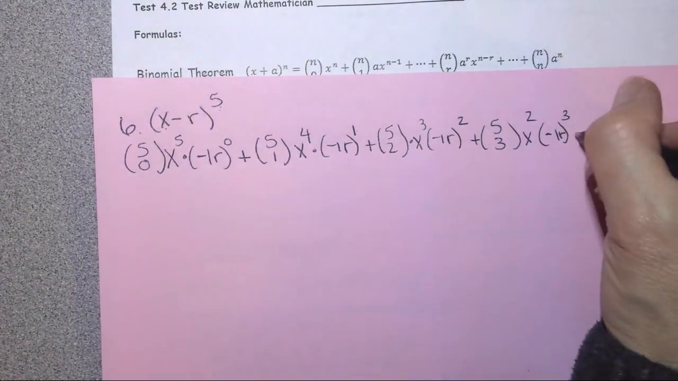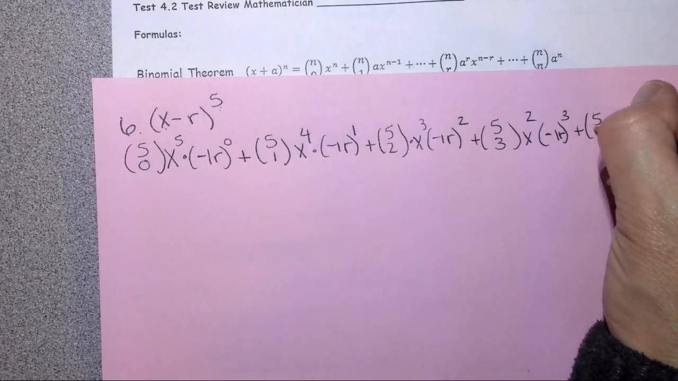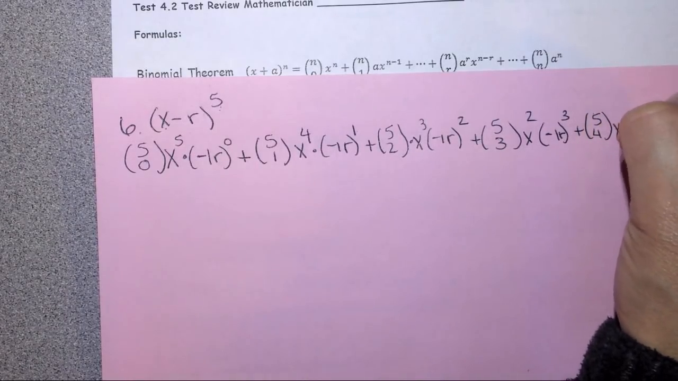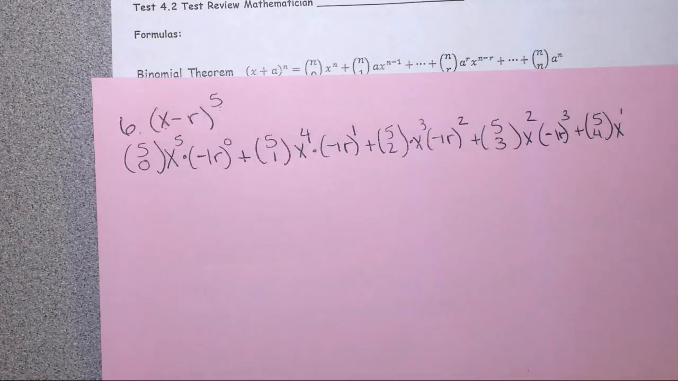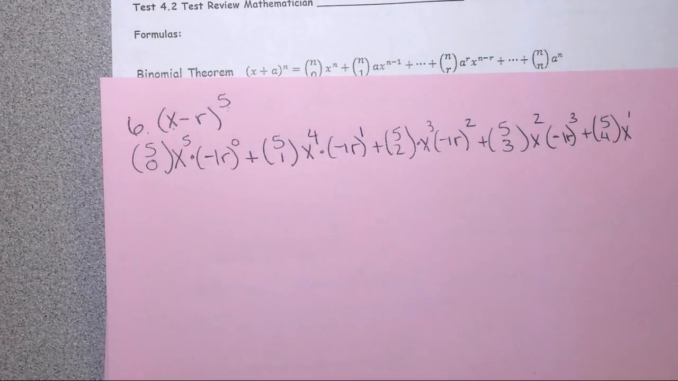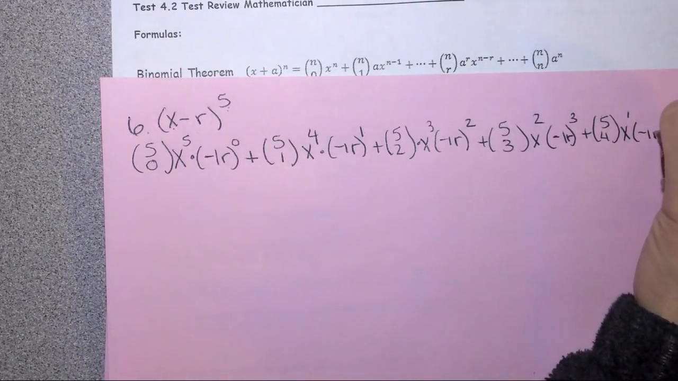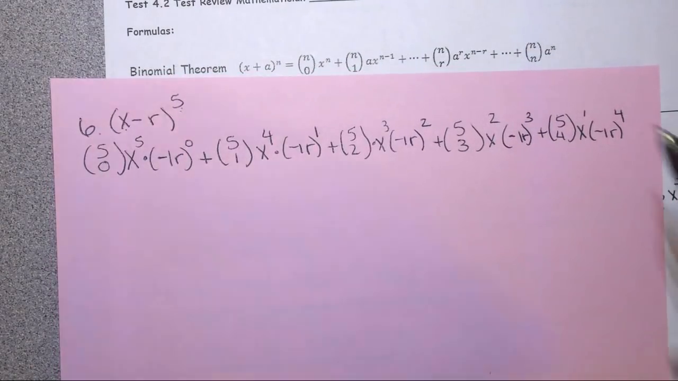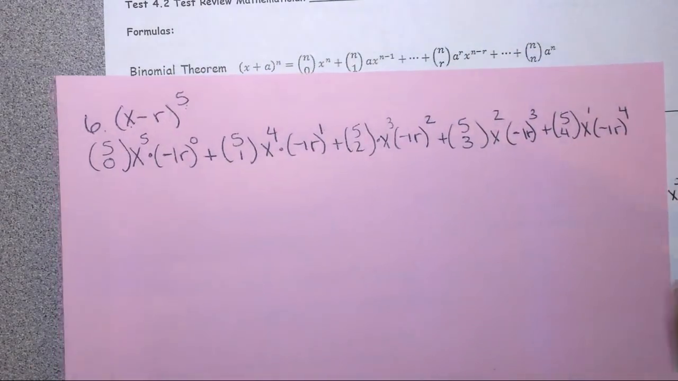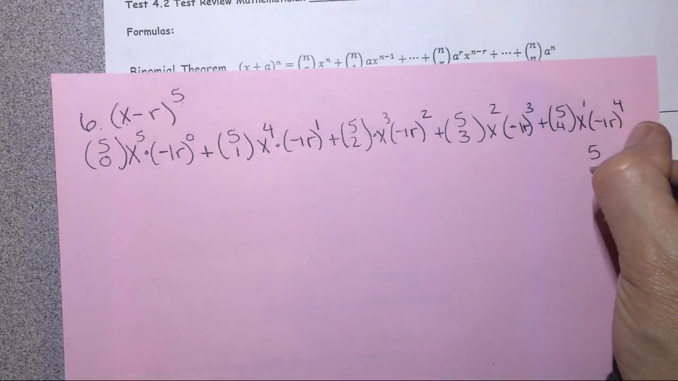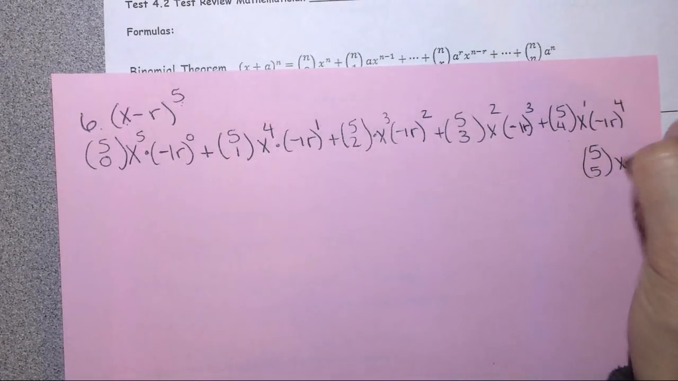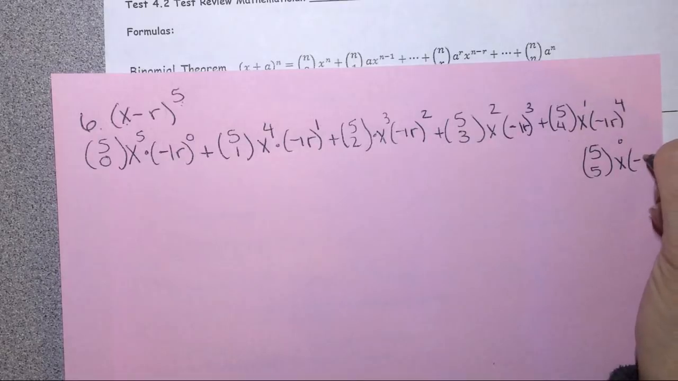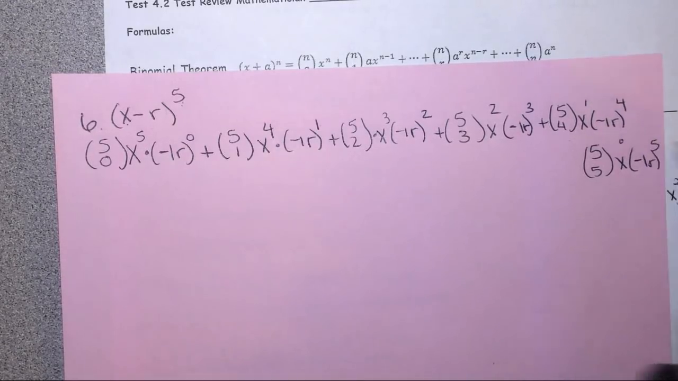I'm going to go again. So 5 choose 4, x to the first, and then negative 1r to the fourth. Okay, and I said we had to go until I got to 5 choose 5. So I have to go one more time. So I have 5 choose 5, x to the 0, negative 1r to the 5th.